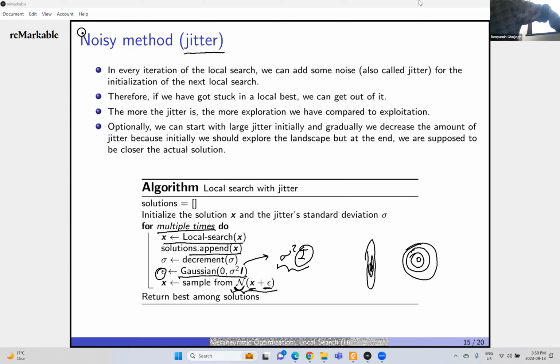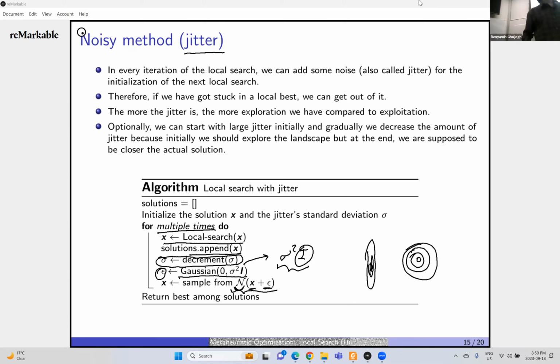Also, interestingly, I can decrease or decrement the variance. So initially I have huge variance. Why do we do that? In optimization, if we want to add jitter, initially we have high noise because we want to explore more. As I said, usually metaheuristic optimization algorithms firstly explore and then they exploit, because at the end we are supposed to be close to the solution. We shouldn't jump. Initially, we need to explore the landscape to find candidate solutions, right?